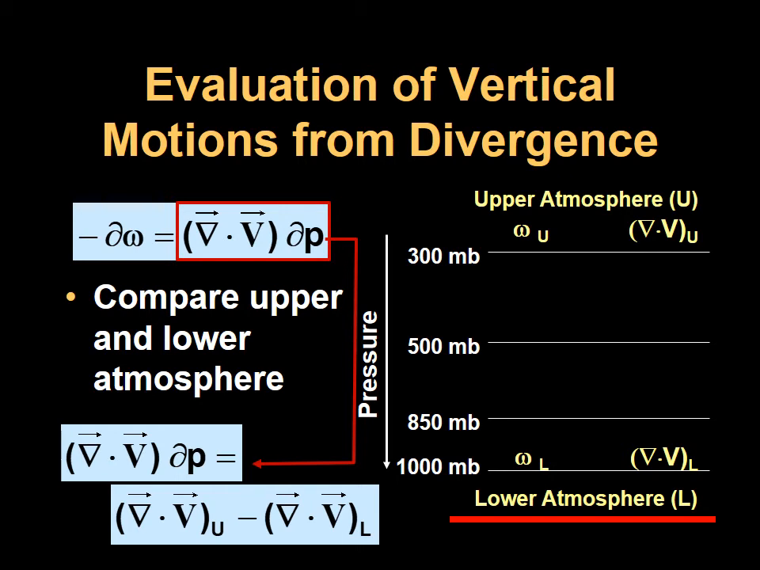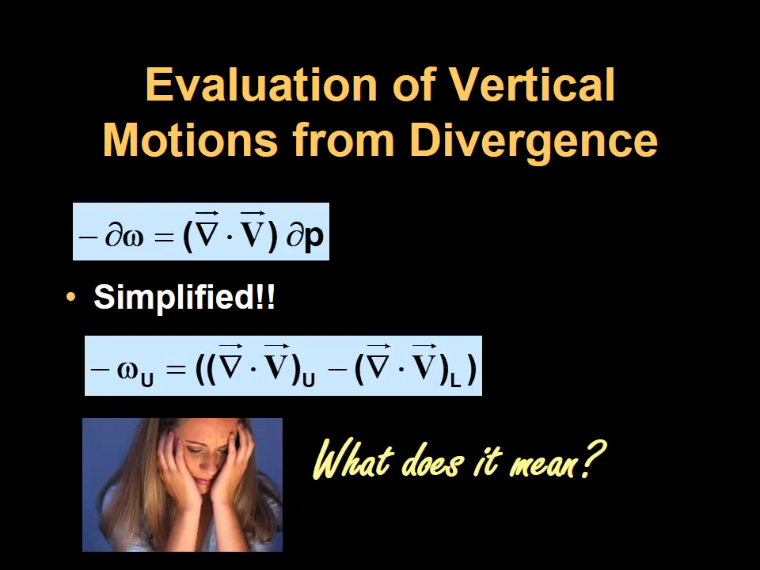Oh, this gives me a headache. Too many dot products, too many omegas, too many derivatives. But simplified, what this says is that the vertical velocities in the upper atmosphere are a result of the difference in convergence and divergence throughout the depth of the atmosphere.